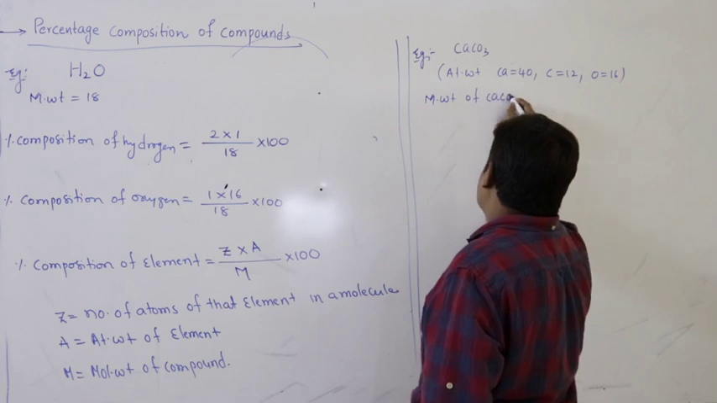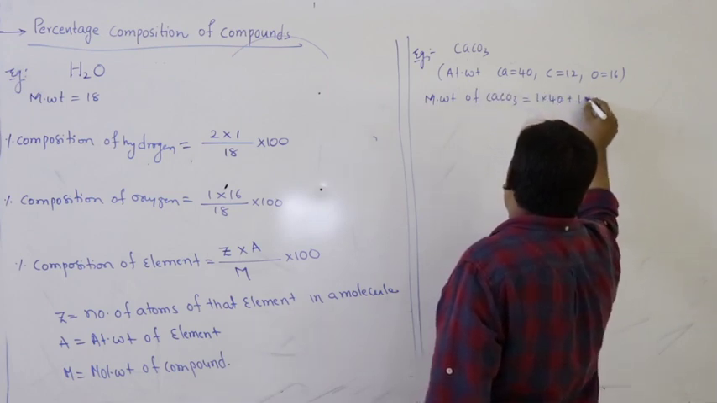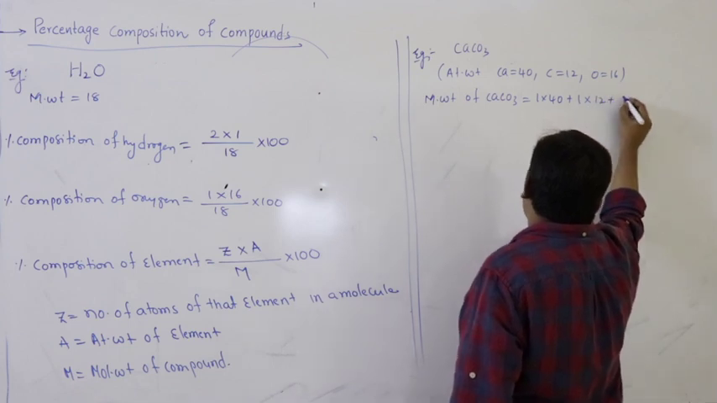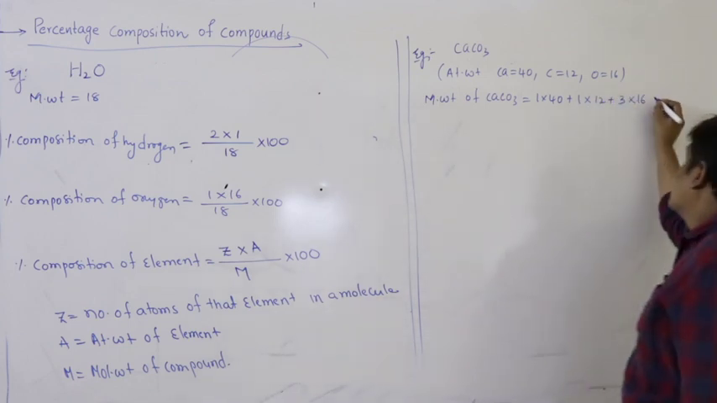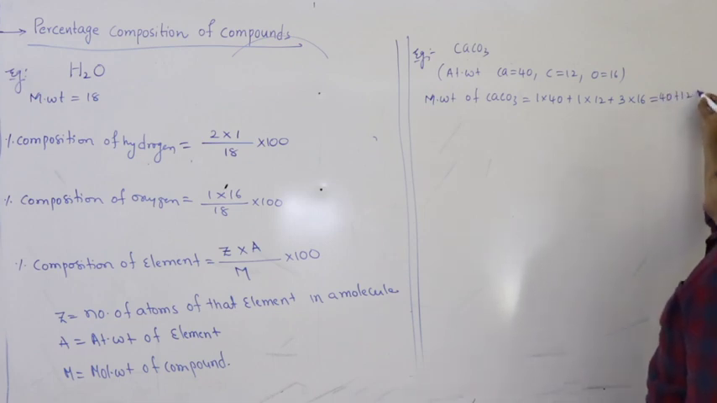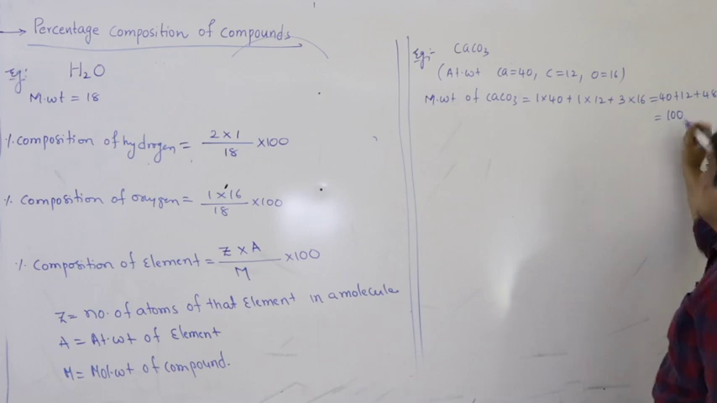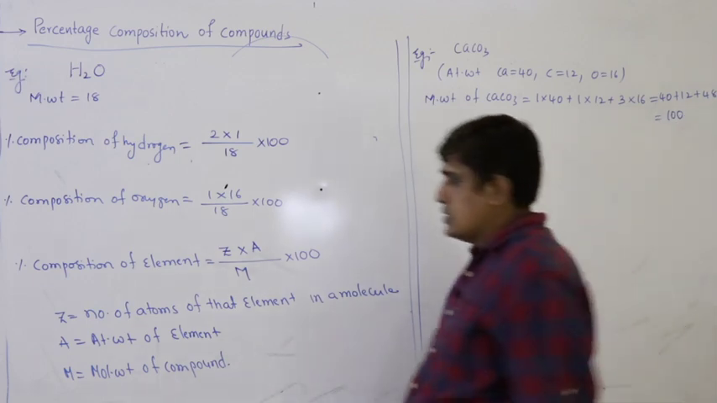Molecular weight of CaCO3. How many calcium? 1. 1 into 40. How many carbon? 1. 1 into 12. How many oxygens? 3. 3 into 16. 40, 12, 48, so we will get 100. 100 is the molecular weight.